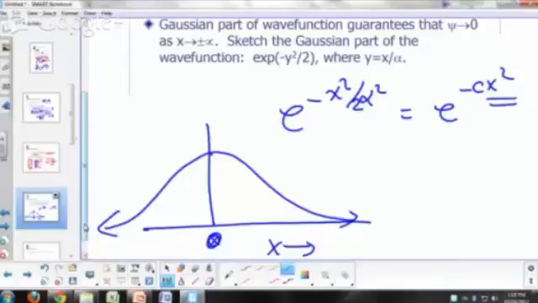What the Gaussian function factor does in your overall expression for your wave function is it guarantees that your wave function goes to 0 as x goes to positive or negative infinity. When x becomes very large, positive or negative infinity, the Gaussian function approaches 0. That guarantees that your function is normalized.